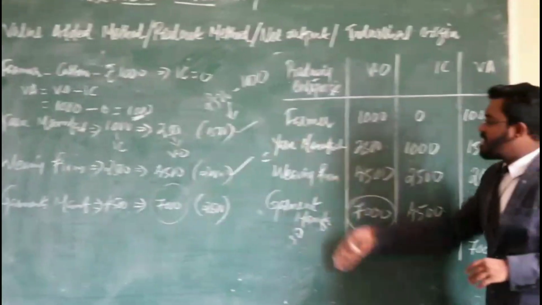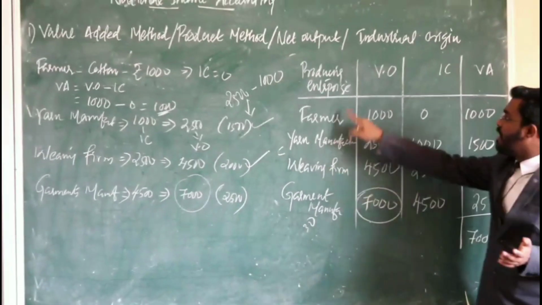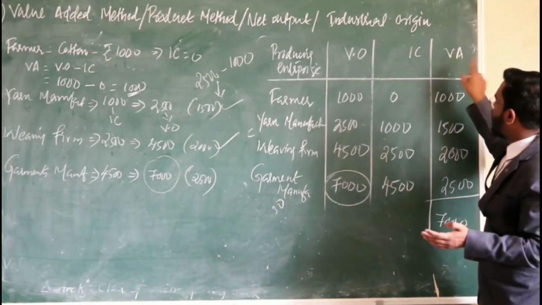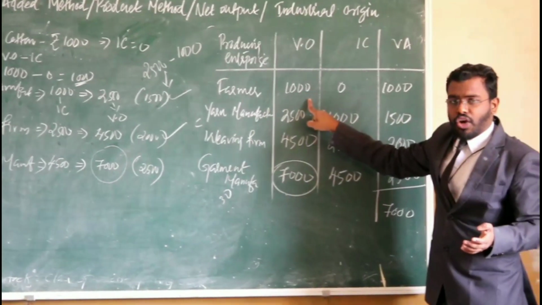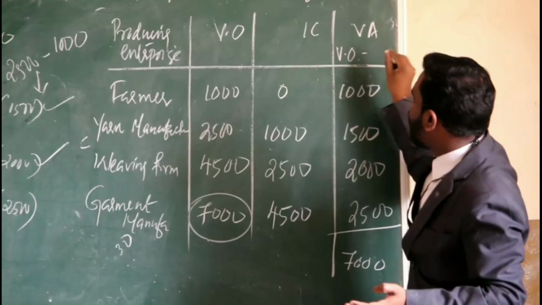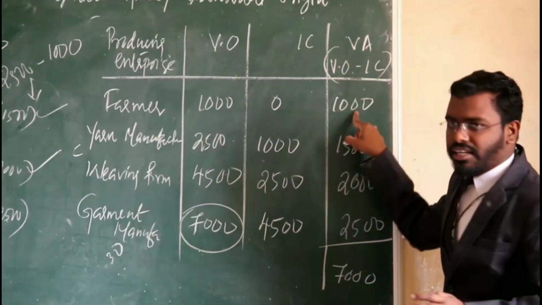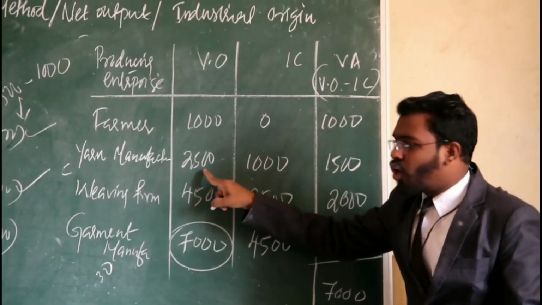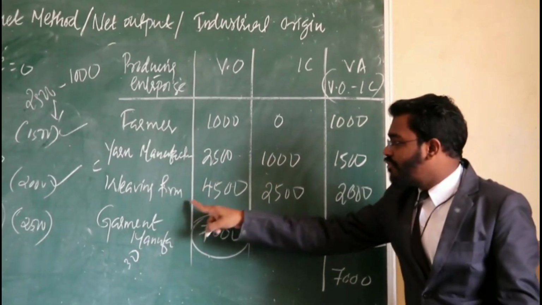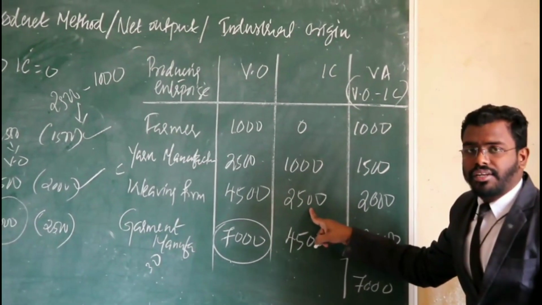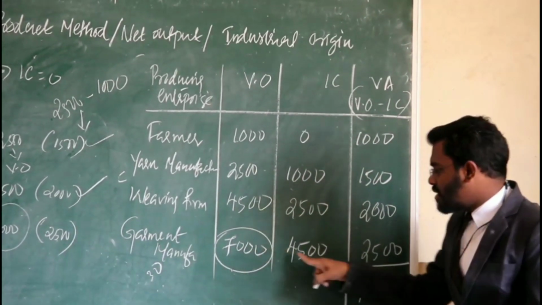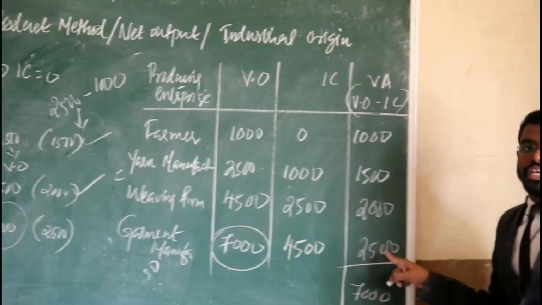So if we analyze this table, then you can easily understand: producing unit, value of output, intermediary consumption or intermediate cost, and value added. Farmer, 1,000 is the value of output, intermediate cost is 0, then value added is equal to value of output minus intermediary cost, that is 1,000. Then yarn manufacturer value of output 2,500, intermediate cost 1,000, and this will become 1,500. Weaving firm 4,500, then intermediate cost 2,500, and it became 2,000. Here it is 7,000, 4,500 and 2,500.